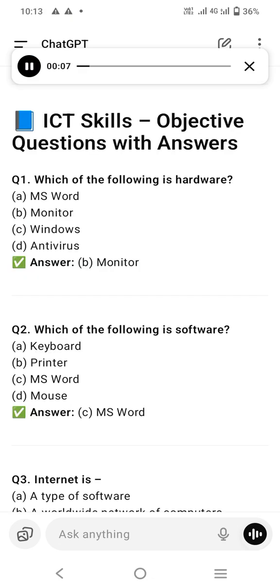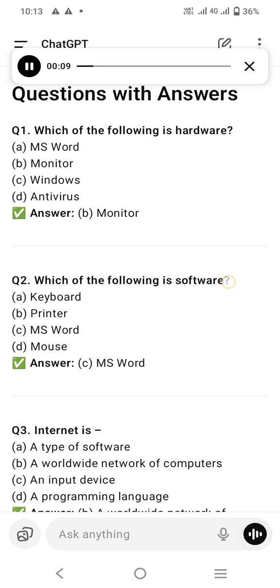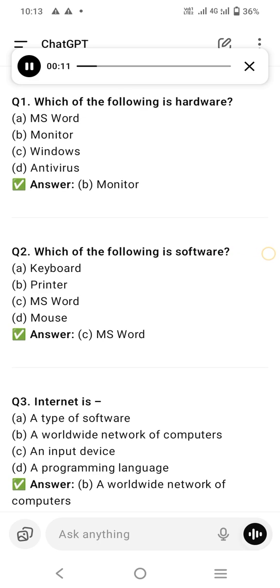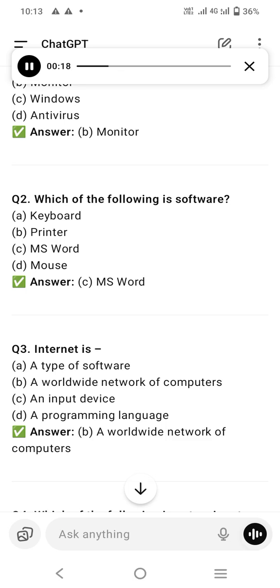ICT skills, objective questions with answers. Q1. Which of the following is hardware? A. MS Word. B. Monitor. C. Antivirus. Answer. Monitor. Q2. Which of the following is software? A. Keyboard. B. Printer. C. MS Word. D. Mouse. Answer C. MS Word.